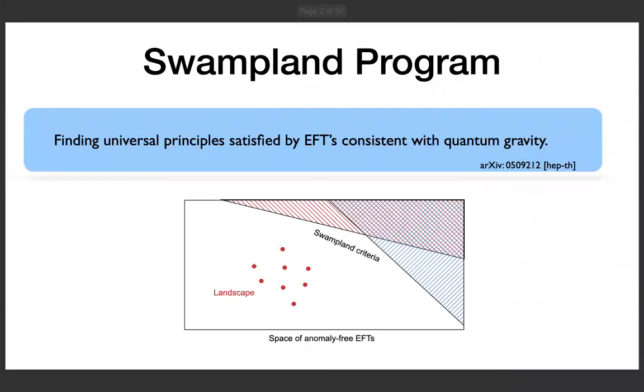All right, so this is the Swampland program. The goal is to find some universal properties, some universal principles that are satisfied by all the non-anomalous EFTs that have a quantum gravity UV completion. The idea is that when you add gravity to your quantum theory, there are some criteria that are satisfied, and if we can find these, then we can limit the space of EFTs in a gravitational theory.